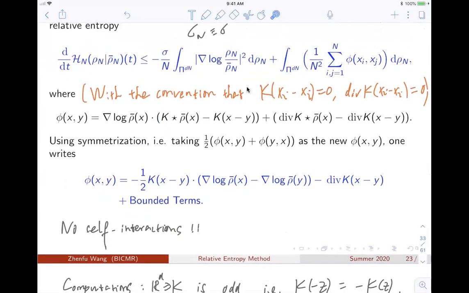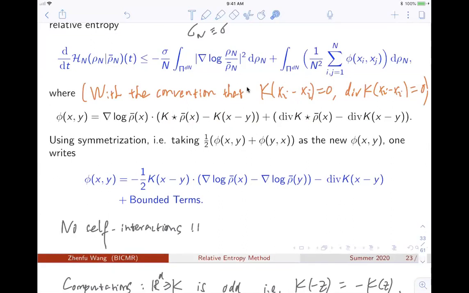So phi, if you do all the computation, we will find this phi xy is given by this term and this term. This is just the difference of the limited system, this is the interaction, and this is the interaction particle system. And this makes sense.